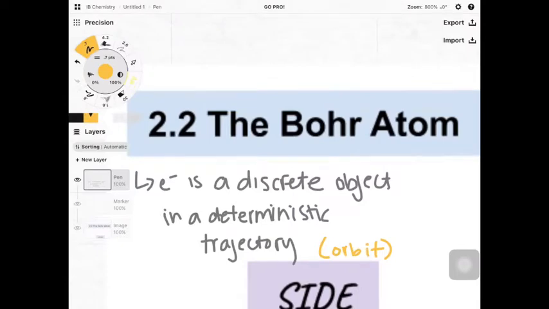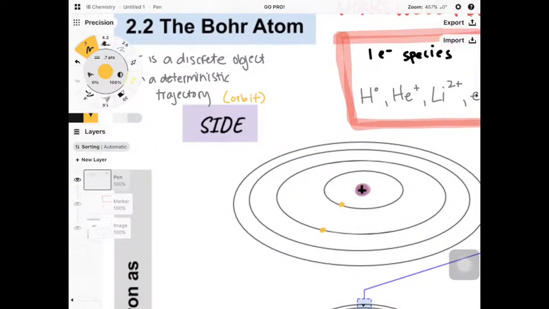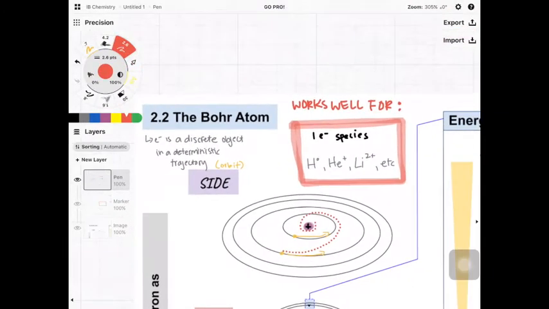Okay, so we're going to take a look at the Bohr model of the atom, sometimes known as the planetary model. And the basic idea that Bohr said is that he believed that electrons orbited around the nucleus in discrete energy levels, and they can't go out of those energy levels, so they can't spiral into the nucleus.